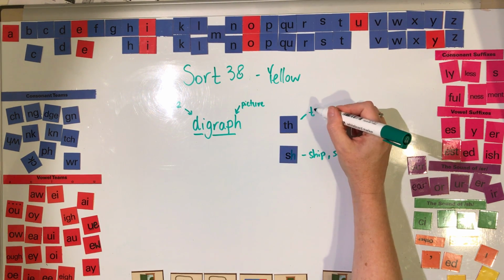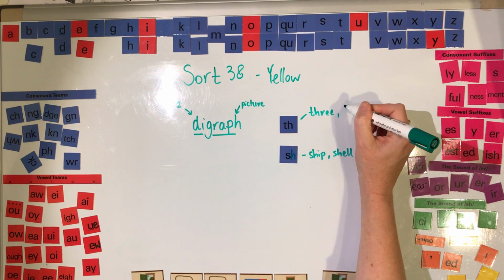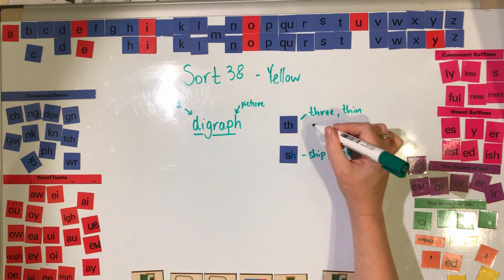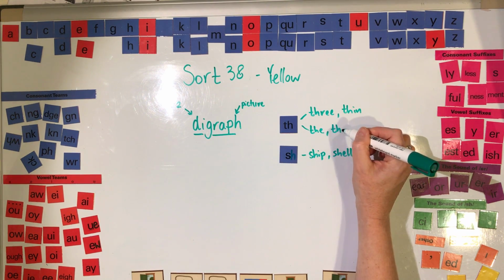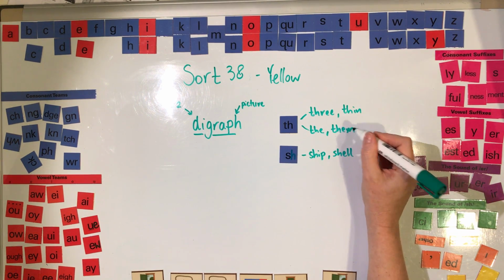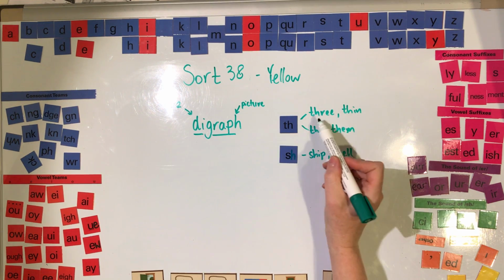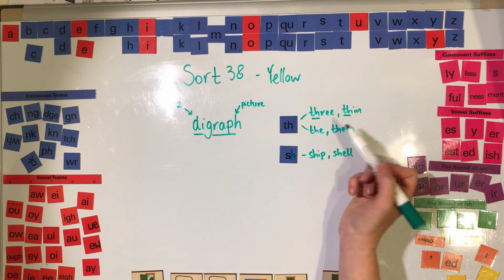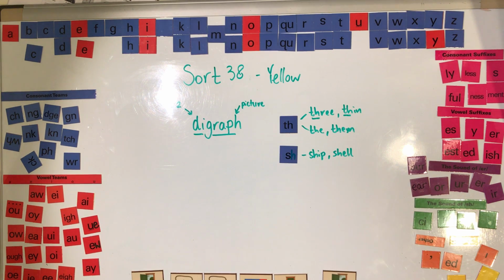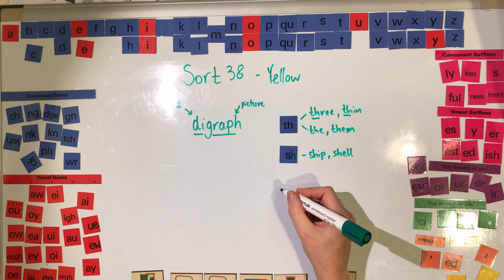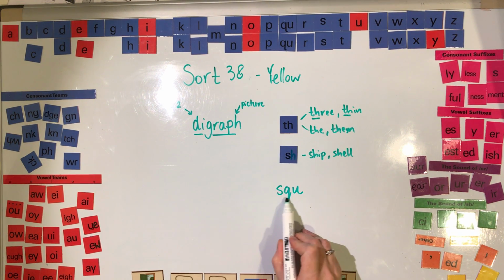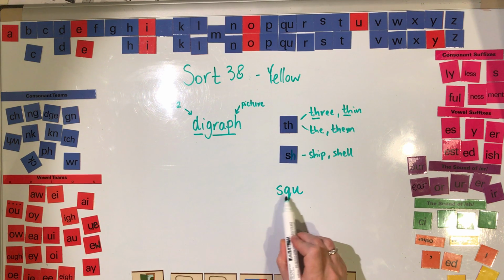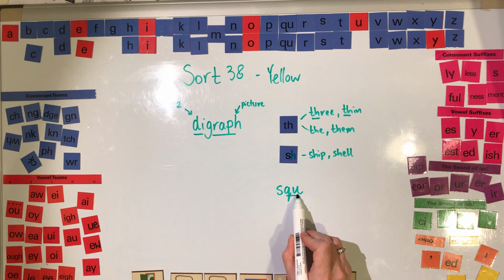So the hard sound is for words like three, or thin. And then the softer sound is for words like the, or them, or then. Okay, so it's got a hard and a soft sound. But today we're actually going to be looking at the hard sound and how it blends with R. And sh only has one sound. We're also going to be looking at S, Q, U, and how these three consonants blend together to say squ. This is a digraph too, and we're adding S to it, so squ.